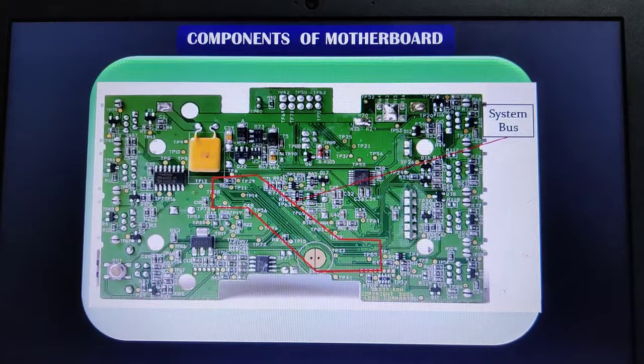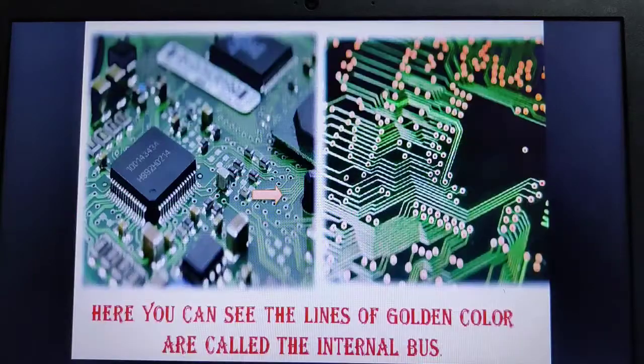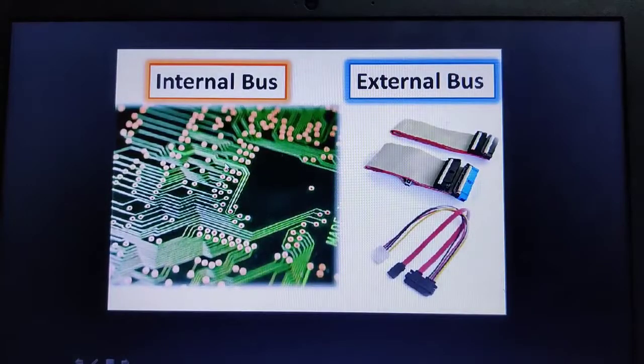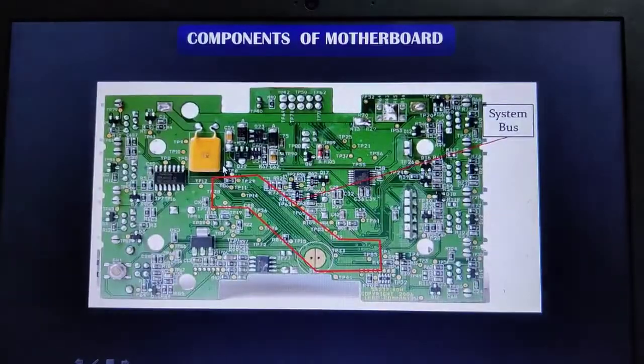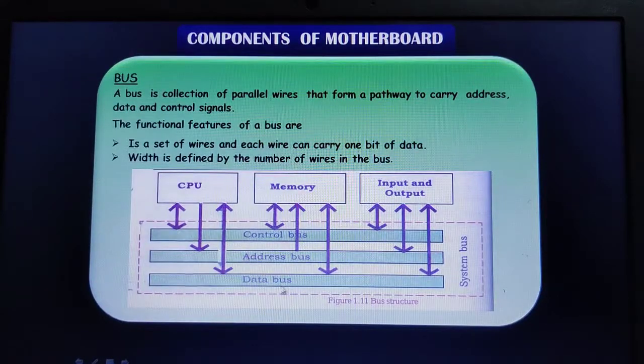Moving on to the different types of bus. There are two types of bus: internal and external. The internal bus, which is also called the system bus, connects the major components like the processor, memory and the input output.